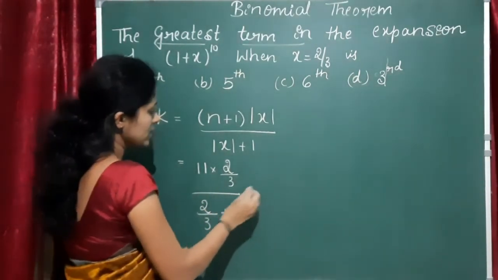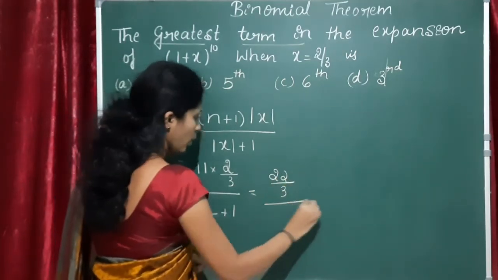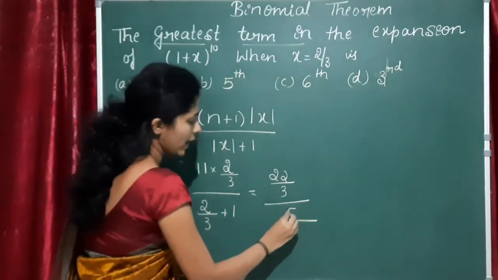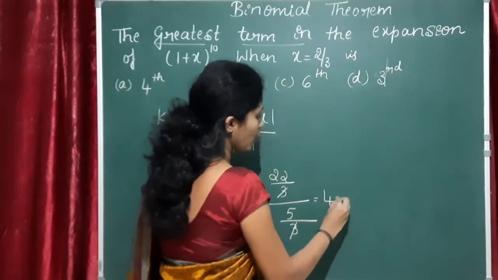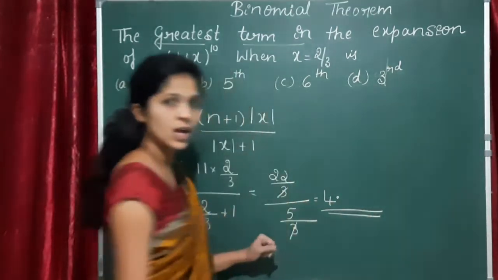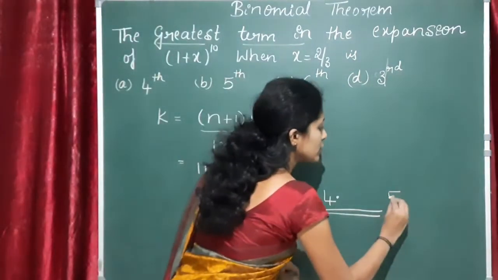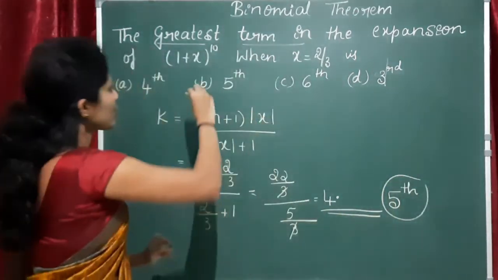We will simplify. So this is 11 into 2 by 3, whole divided by 2 by 3 plus 1. So 2 plus 3 will be 5, and the 3 and 3 will get cancelled. 22 by 5 will be 4 point something. 4 point something means which is the greatest term? Obviously the next to that, the 5th term, will be the greatest term. So the answer is option B.